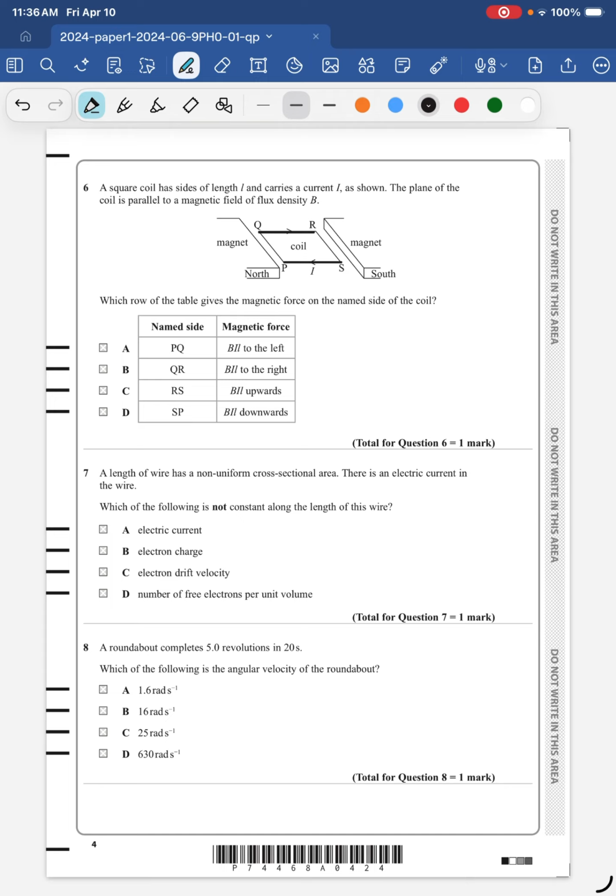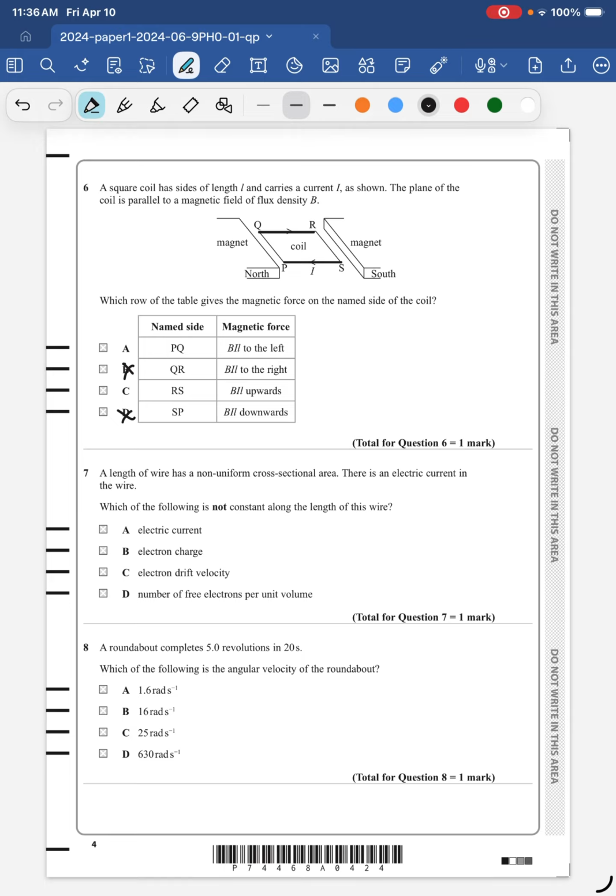Now I suppose you came back after pausing the video, and the answer is that the current is parallel to the magnetic field lines, so it doesn't cut through them. So the force is 0. So options B and D are wrong, and we're left with options A and C.